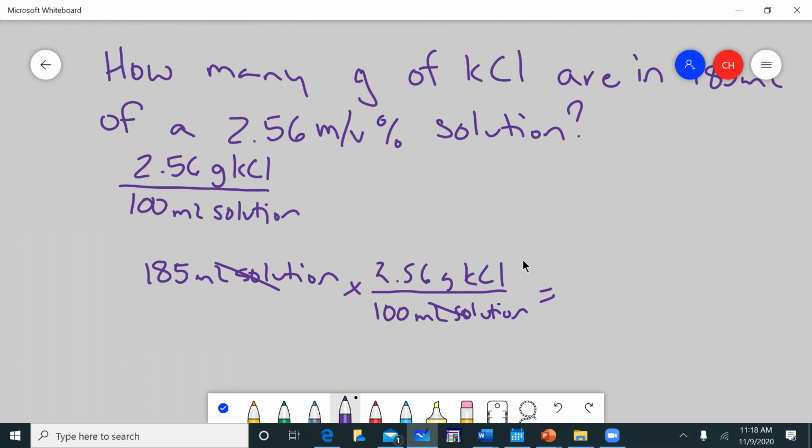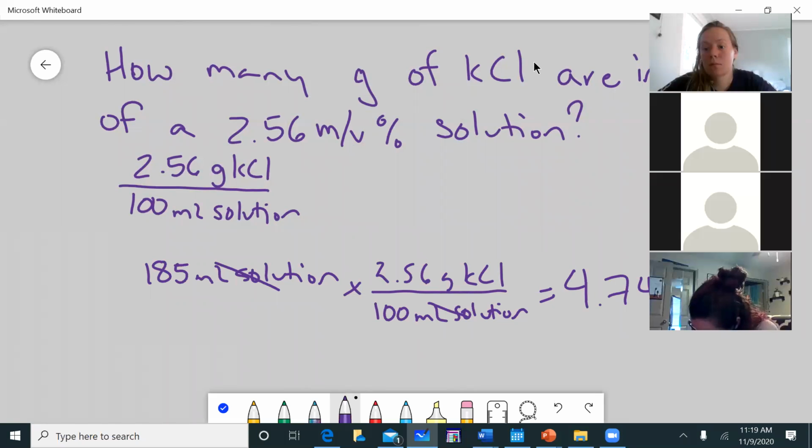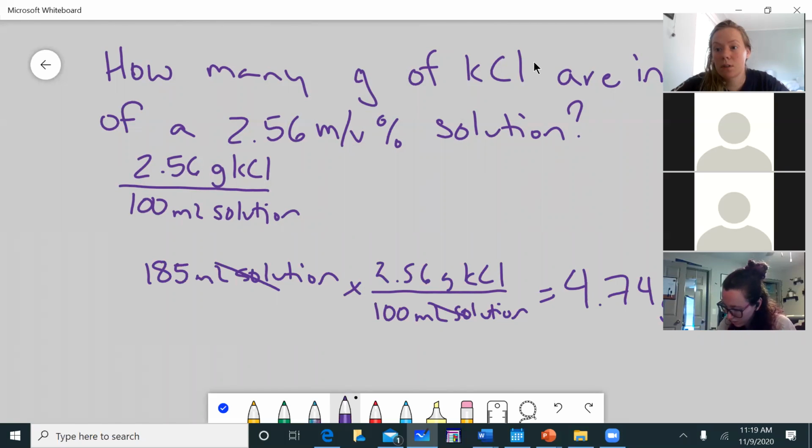And 185 times the 2.56, divided by 100, and we end up with 4.74 grams of the KCl. Any questions? If you do have one, you can throw it in the chat.